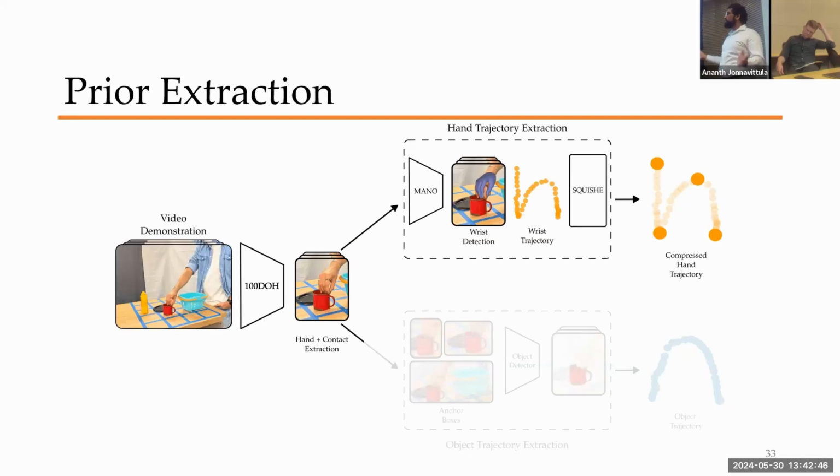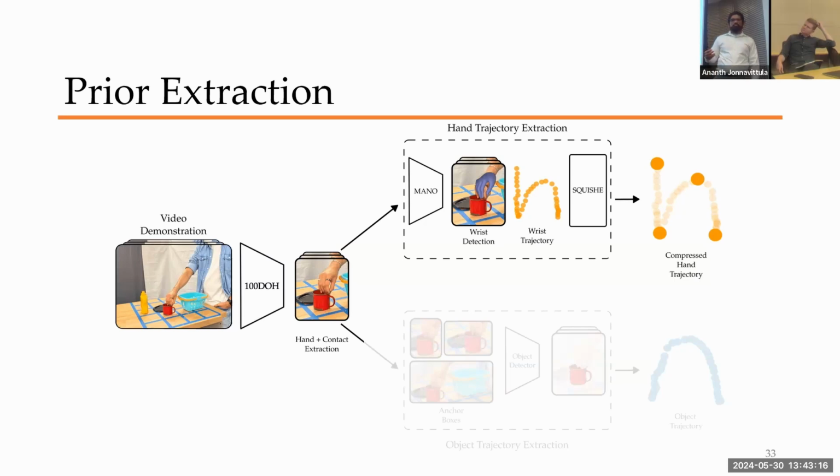So the first is prior extraction. As we're interested in manipulation tasks, despite the video having many pixels and many things, really what's most important to us is what is happening with the human hand and the objects around them. There's this existing neural network model called 100DOH, and using that model, we can isolate the location of the hand and if it's in contact with any objects in space. So across the entire video, we can extract the location of the hand and if it's in contact.